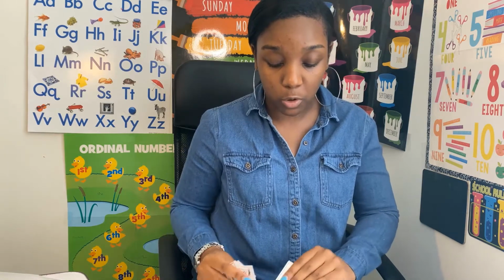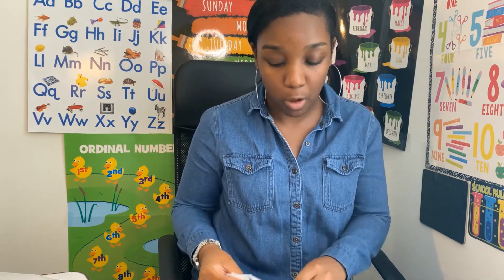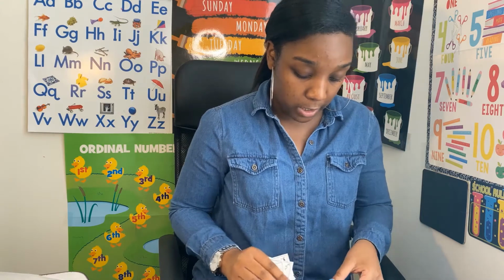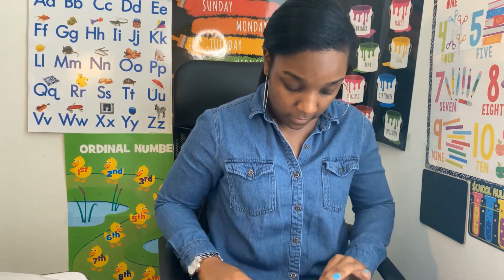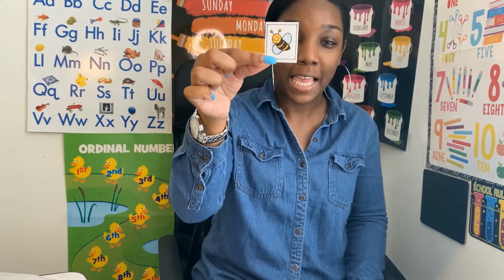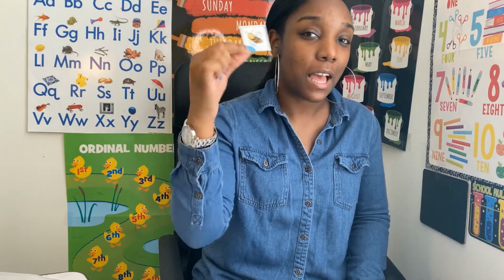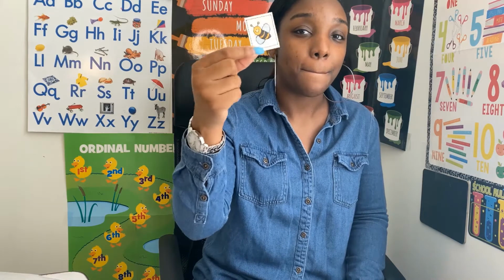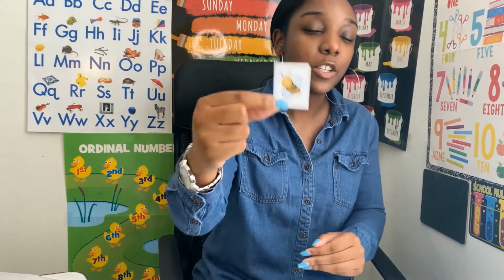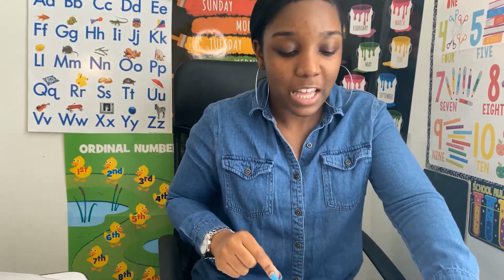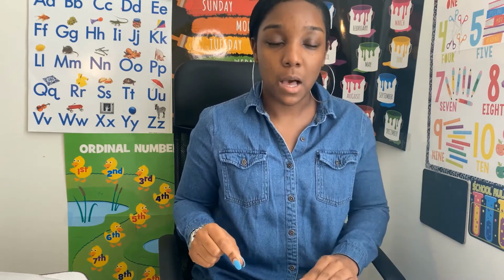We're going to listen to the beginning sound of the picture card. Let's do B. B, B, B. What letter does that sound like? What beginning sound? The beginning sound sounds like which letter? This is a B. That's right, B. So you would place this picture card over the letter B.